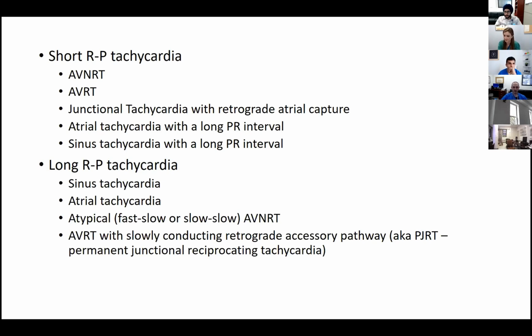Then long RP tachycardia can be just regular sinus tachycardia, right? You have a P wave and it's right in front of the QRS, and then atrial tachycardia, then atypical AVNRT. And you can also have a rarer form of AVRT. I also wanted to point out that sometimes in the literature you're going to see the term PJRT. So not to get confused when you read, that's really essentially an AVRT that has a retrograde pathway that is very slowly conducted. Again, remember, this only pertains to narrow complex tachycardias that have a relationship of P wave to QRS of 1 to 1.